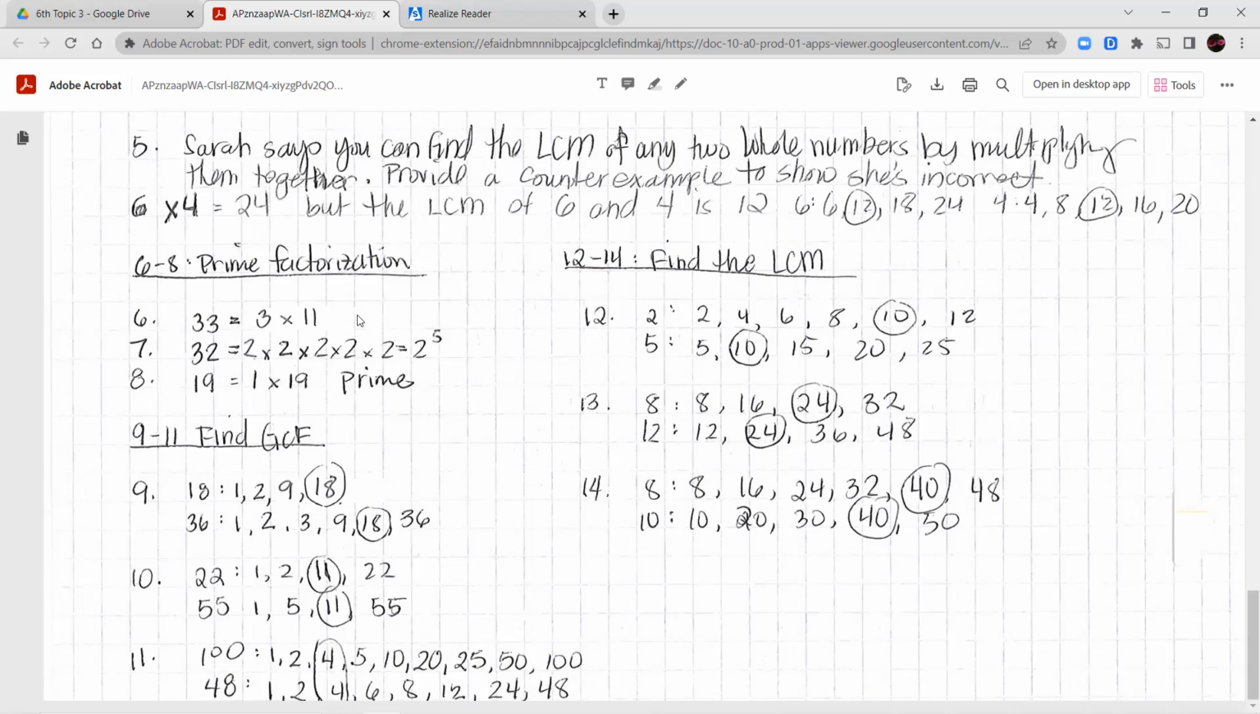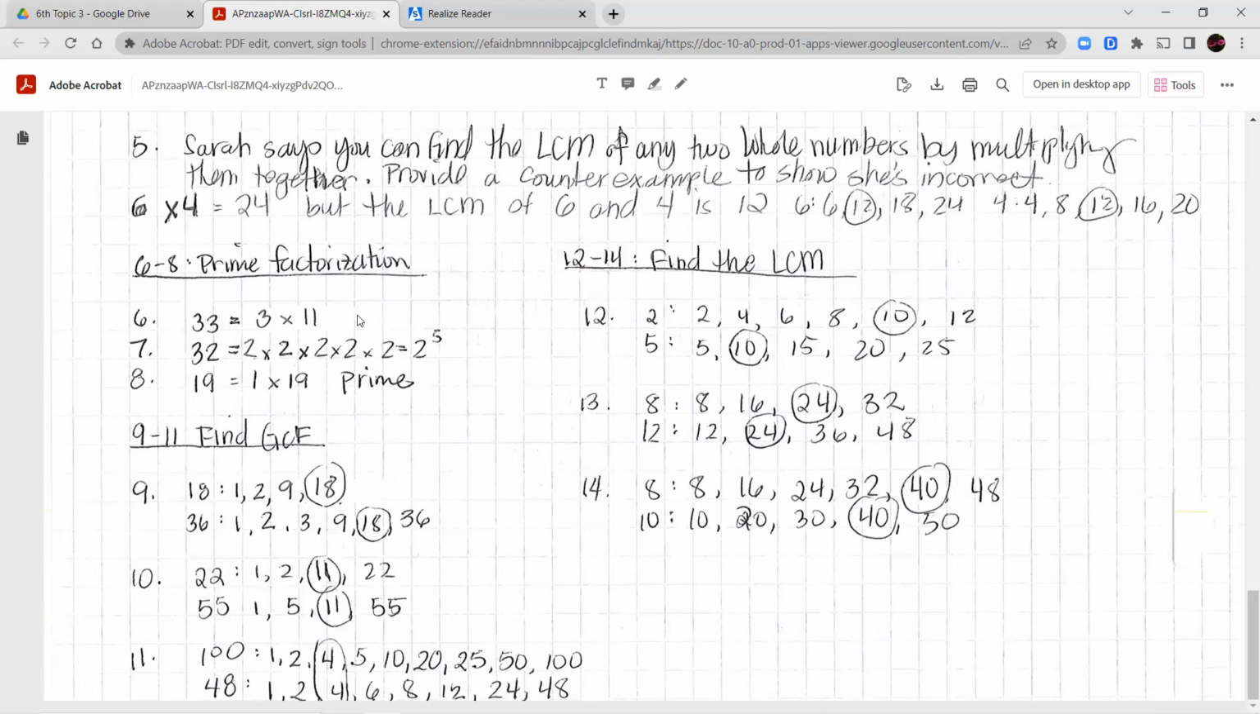For numbers 9 to 11, we found the greatest common factor. So for 18 and 36, when we factor 18, 18 can be made by 1 times 18 or 2 times 9. So 36 is 1 times 36 or 2 times 18 or 3 times 9. Or sorry, 4 times 9 is 36. So the greatest common factor, the biggest number that's in between these two, is going to be the 18, because we can make 18 by 1 times 18, and we can make 36 by doing 2 times 18.